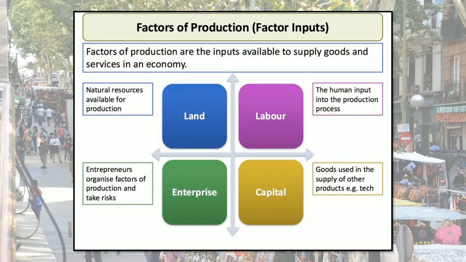Then we have the factors of production. What are those? Those are the resources that are required for the generation of economic goods. So they are the elements that the economic activity needs in order to be carried out. As you can see here, all the inputs available to supply goods and services in an economy. All of them are valid definitions for the factors of production.